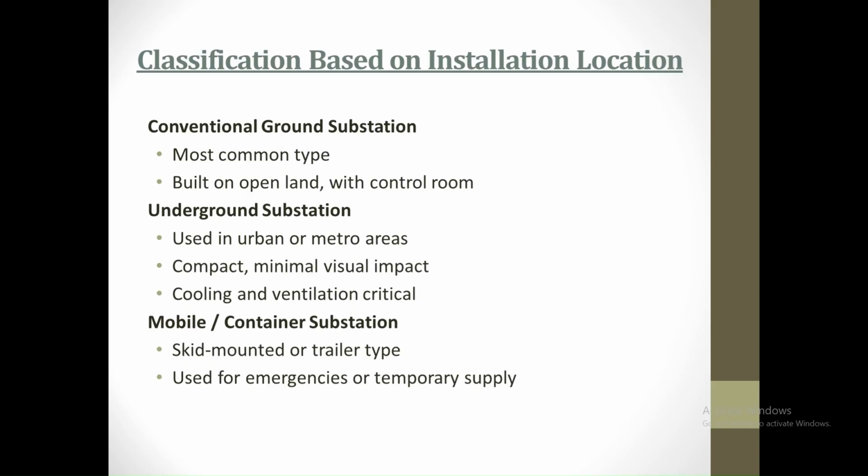Next comes installation location. That is the conventional ground substation built on open land with a control room. The second one is the underground substation for urban and metro areas, and the mobile or container substation, that is skid mounted or trailer type, used for emergencies or temporary supply.